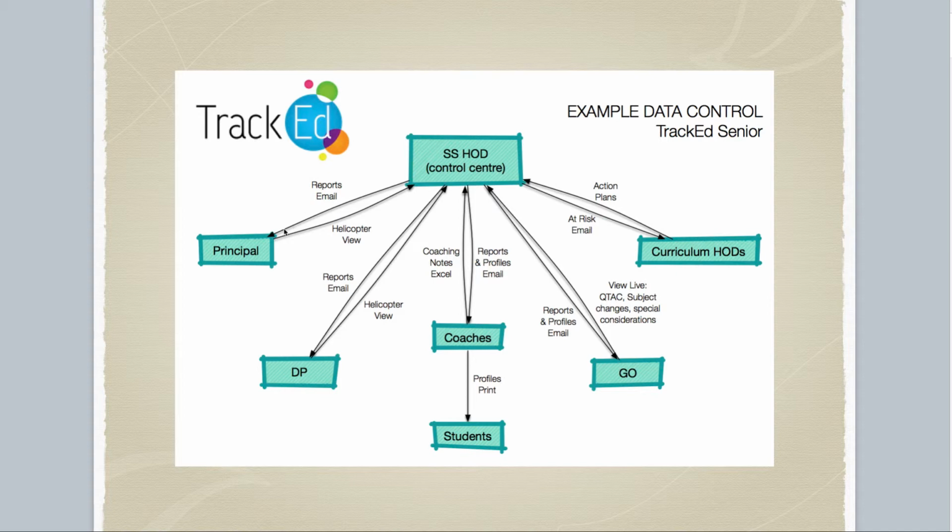And from there, the principal would be sent reports via email, but they'd also be able to get into the TrackEd system and have a helicopter view, really see what's going on. This would be the same with the DPs. There might be a report schedule that your school might set up, that they might send certain reports on a certain schedule, so that they're getting that live information on a set routine. But they'd also be able to get in there and have a look around with that helicopter view.